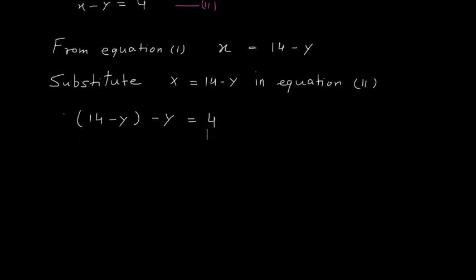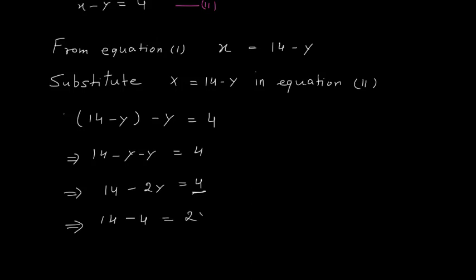Now when I open the bracket I will get 14 minus y minus y is equal to 4. This implies 14 minus 2y is equal to 4. This implies, now I will move this 4 to the left, so 14 minus 4 is equal to 2y. This implies 10 is equal to 2y. This implies y equal to 10 upon 2 is equal to 5. So we get the value of y as 5.